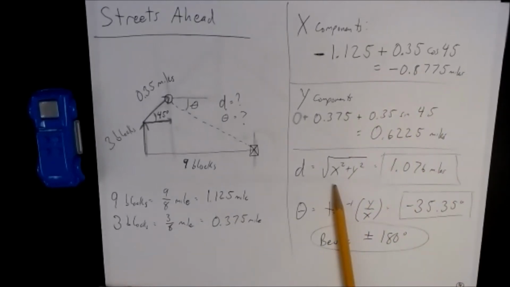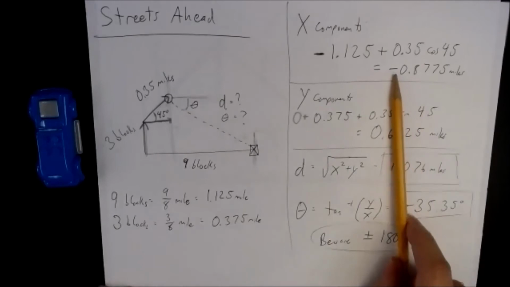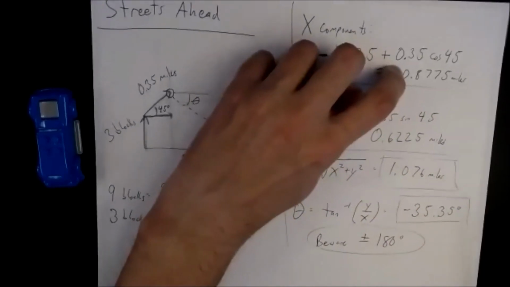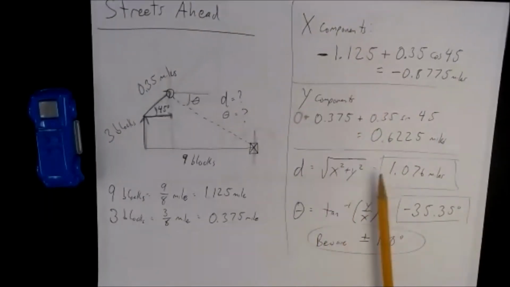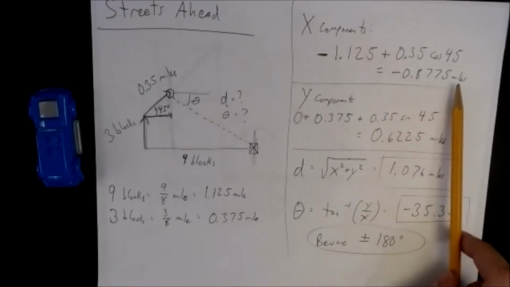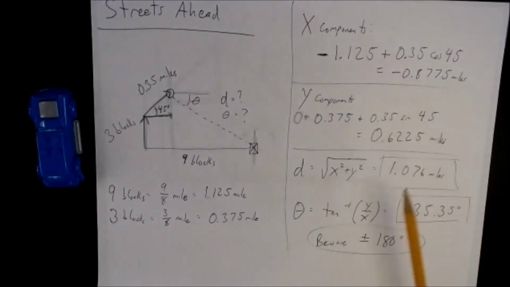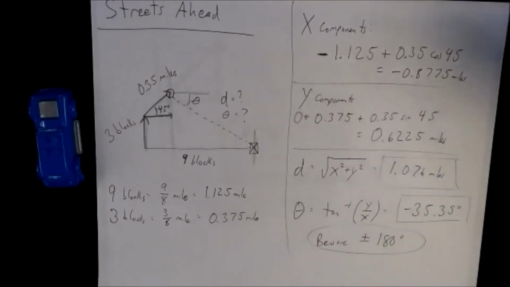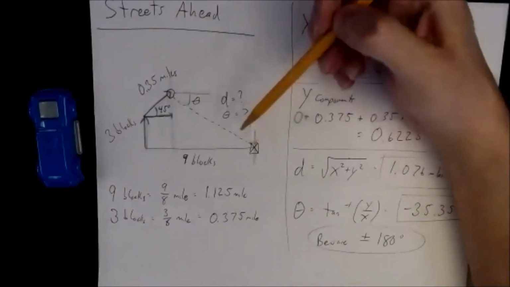Squaring it gets rid of the negative sign. You can just drop the negative sign, actually. When you're putting things into the Pythagorean theorem, you can just drop the negative sign and say, okay, 0.8775 miles, square that, and then 0.6225 miles, square that, add those together, take the square root, and you get the distance that it would take to get back home.